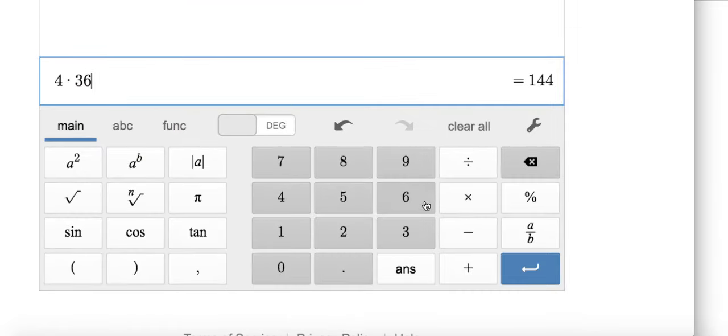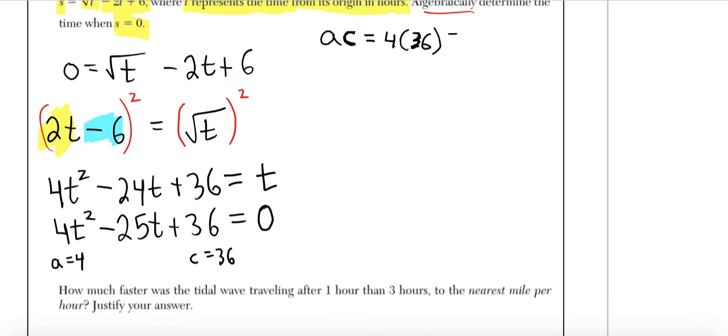Four times 36 is 144. Okay. Now here's how I'm going to do this.